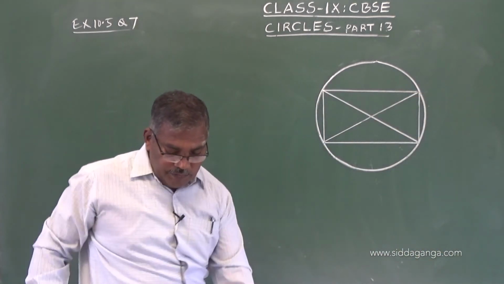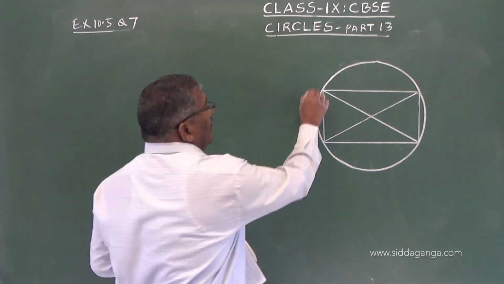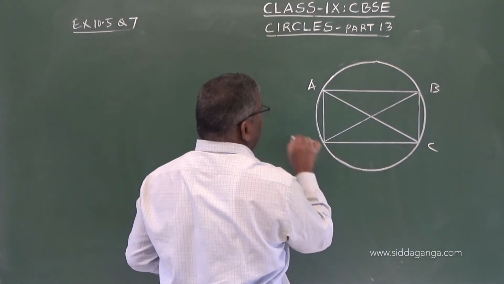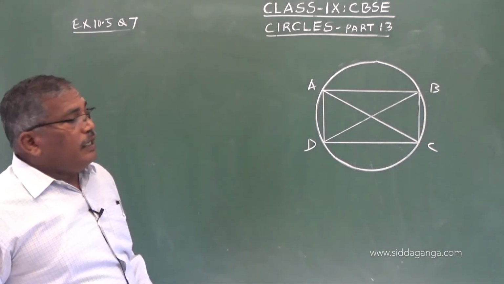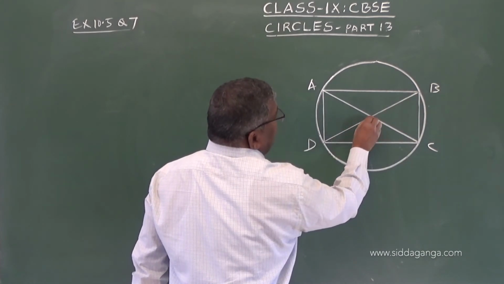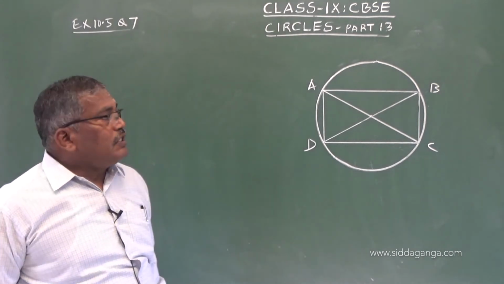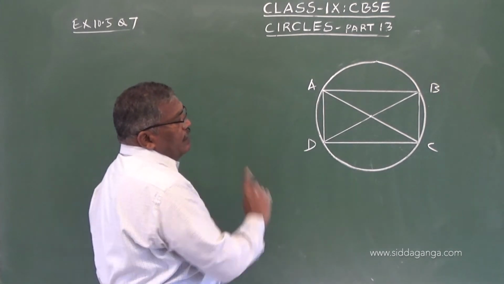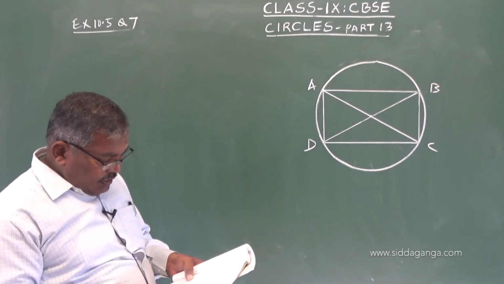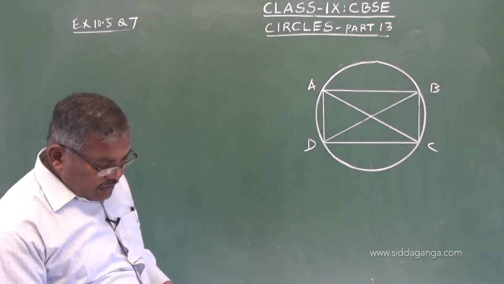Now you observe. Read the question once again. ABCD is a quadrilateral in which the diagonals are the diameters of a circle. So that is what the question says. In such a case, we have to prove that ABCD is a rectangle. We have to prove that it is a rectangle.